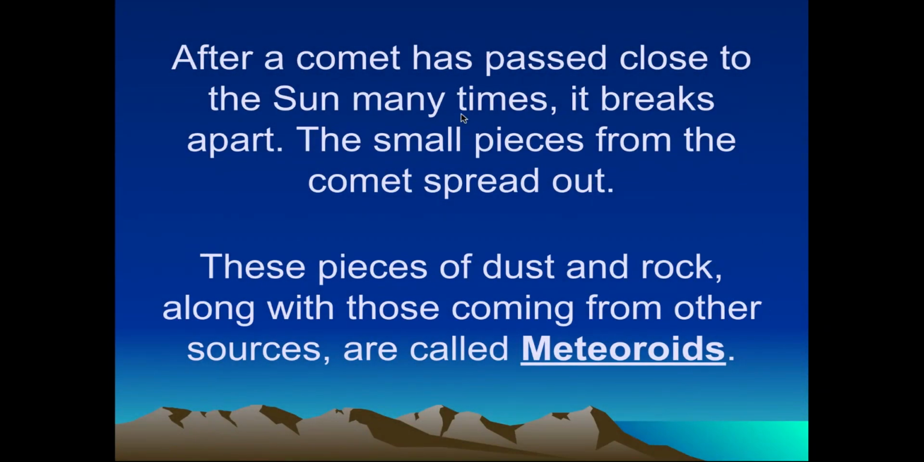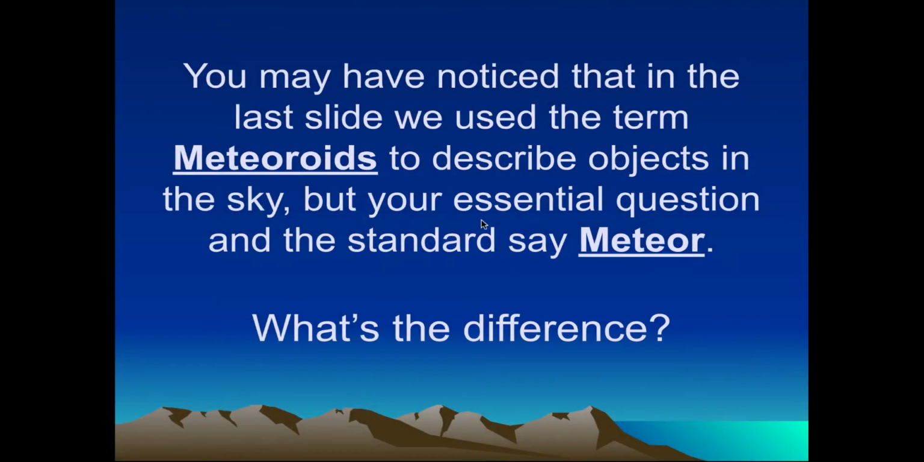After the comet has passed close to the sun many times, it breaks apart. Okay, and that makes sense. The sun is vaporizing the components of the comet. It's not going to last forever. And little pieces come out and they spread apart. These pieces of dust and rock from the comet are called meteoroids. Okay, so the comet is the larger of the two, and then meteoroids come next.